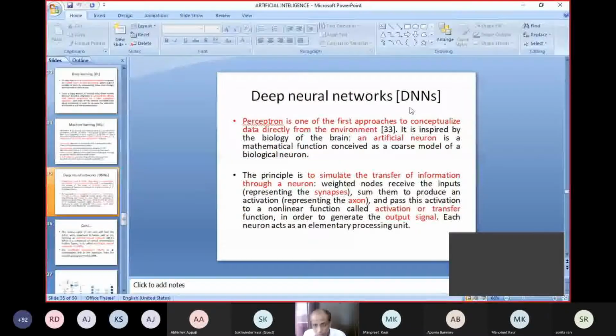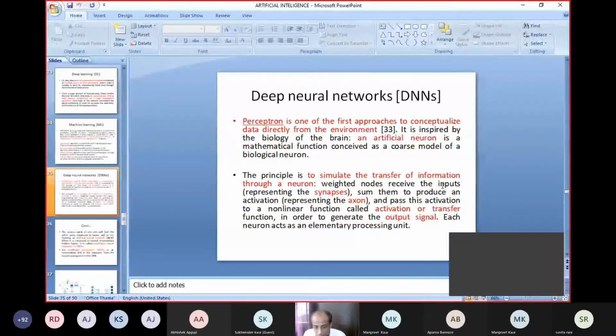What is a deep neural network? The single unit is called a perceptron, one of the first approaches to conceptualize data directly from the environment. It is an artificial neuron. Basically, a deep neural network is made of artificial neurons. What is a neuron? A neuron is a cell in the brain tissue. How does it function? In the computer, a brain-tissue-like network is made. This is called an artificial deep neural network, and it simulates the transfer of information through a human brain neuron.